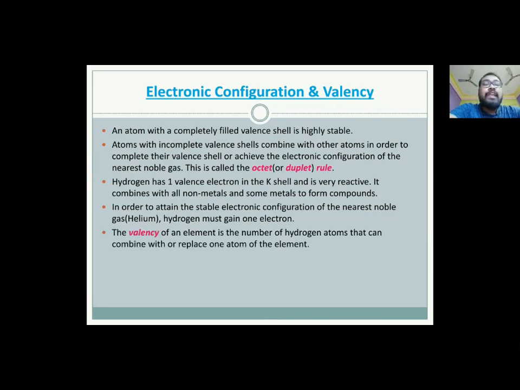So the valency of an element is the number of hydrogen atoms that can combine with or replace one atom of the element. So when it reacts with another atom, it can either combine or it can replace one atom of the element. So it is the combining capacity of an atom. So your syllabus is completed. Up to this, you have learned atomic number, mass number, valency, electronic configurations, then isotopes.